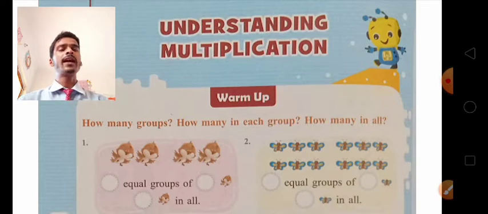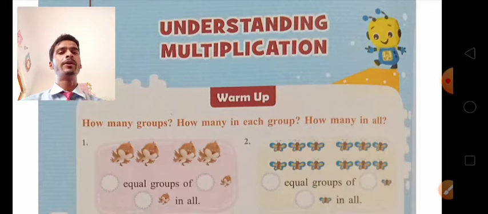Because there are two equal groups. Equal groups means there are the same number of birds in each group. The number of birds in each group is two. So, two equal groups of twos. So how many in all?